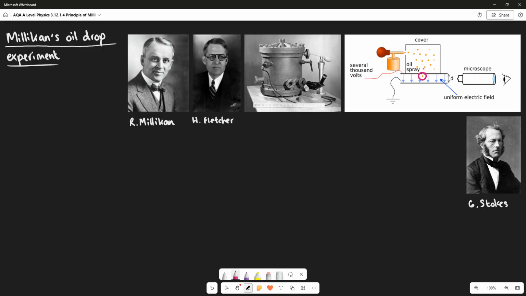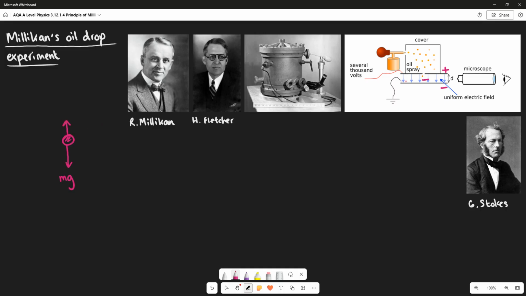Any oil drops that make it through that gap will be exposed to the electric field. If it's a positively charged particle, then it will be attracted towards the bottom plate. If it's a negatively charged particle, then it will be attracted upwards. All of the oil drops have a weight. And if they have a negative charge, then they will be attracted upwards.